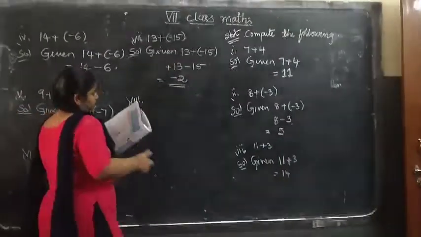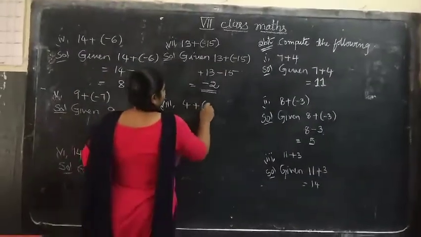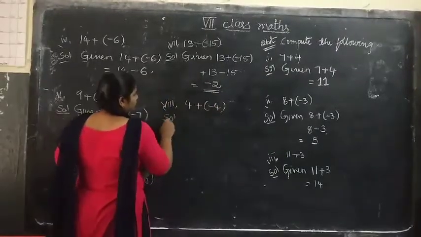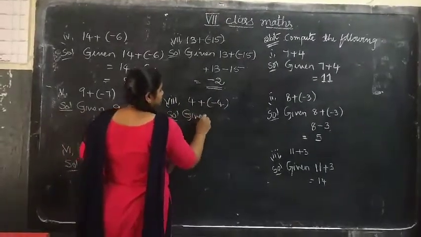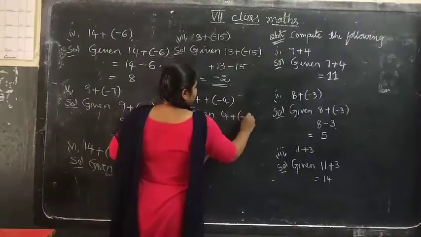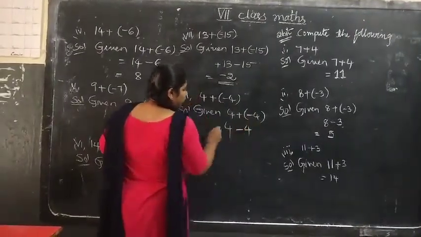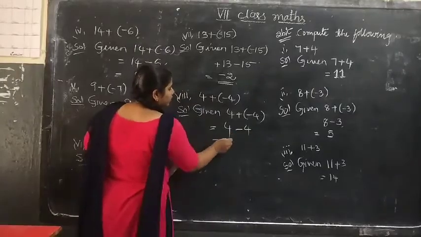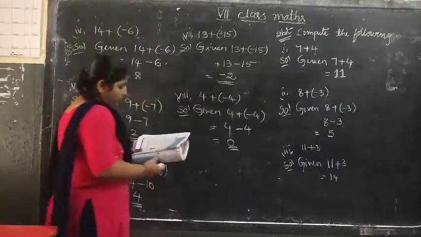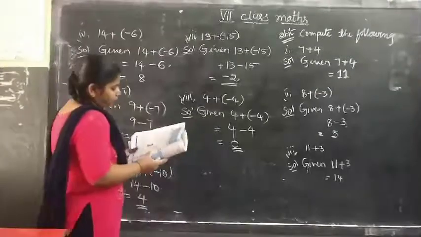Eighth one. 4 plus of minus 4. 4 plus into minus is minus. I am writing 4 as it is. 4 minus 4 will be 0. So remaining bits you can do it as homework.